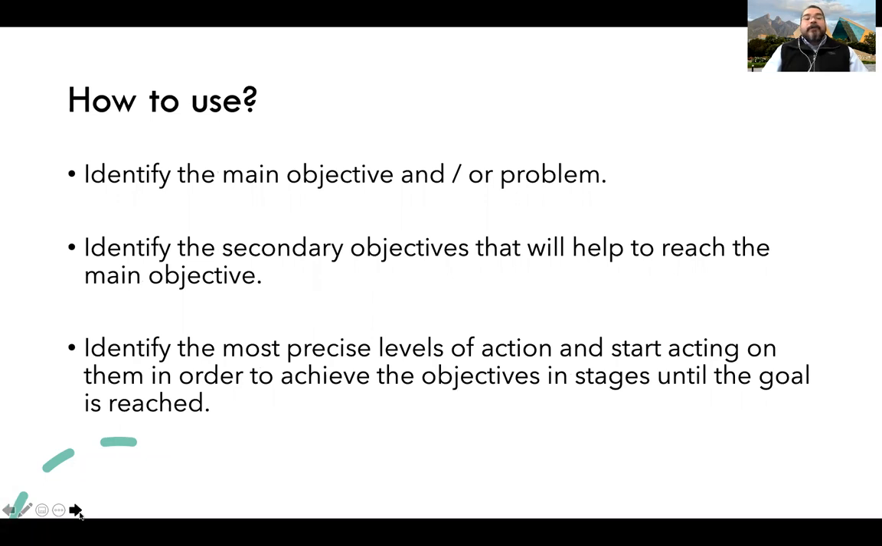How are we going to use it? First of all, we are going to identify the main objective of a problem. We are going to identify secondary objectives that will help us to reach the main one. First, we're going to have the problem, the main idea. We are going to transform it into a solution. Then first, we are going to have main actions. And then we are going to identify more precise levels of actions, just as a level of a task, and start acting on them in order to achieve the objectives in stages until the goal is reached, until I solve the problem.